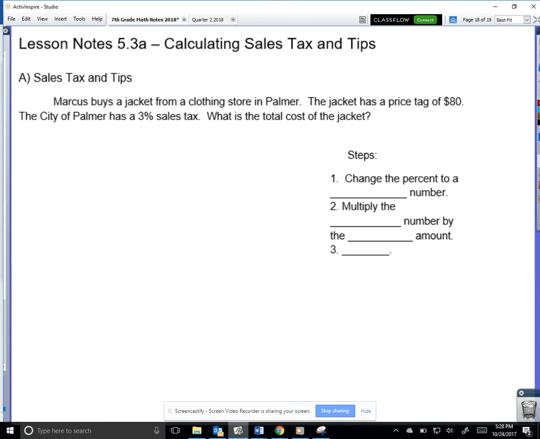All right, my little math friends, here we are moving further on into Chapter 5. Now we're on to 5.3a. And the first part of 5.3a is we're going to calculate sales tax.